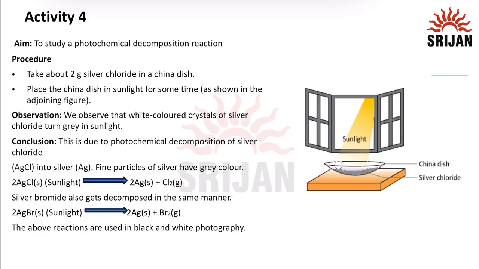When those crystals turn gray, we know that silver chloride has decomposed into something. This is due to the photochemical decomposition of silver chloride, because AgCl decomposed to silver and chlorine. Silver bromide also gets decomposed in the same manner. If we had used silver bromide instead, it would also get decomposed into silver and bromine. So we can confirm that light also decomposes compounds. These two reactions are used in black and white photography. Okay, I hope this topic is clear to you.